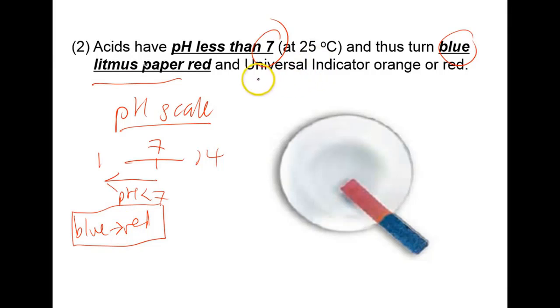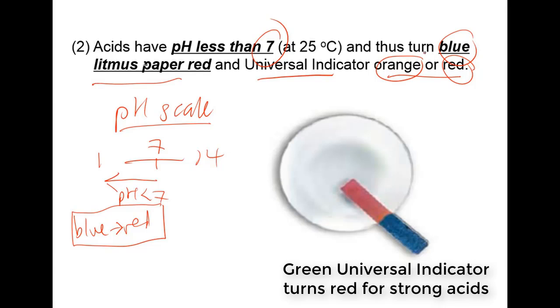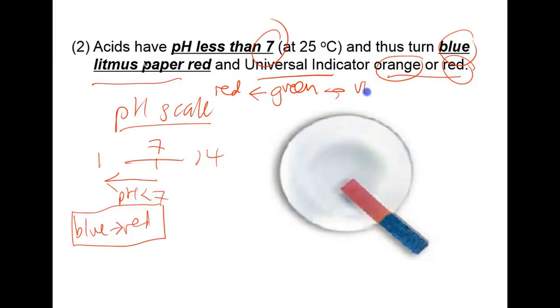If we use universal indicator, depending on the strength of the acid, it gives us either an orangey color or a red color. Red being for strong acid, orange being for a weaker acid. Universal indicator by itself, when it's neutral, is green in color. So acids give a red color change and bases give a violet color change. We'll cover more on the bases later on in this topic.